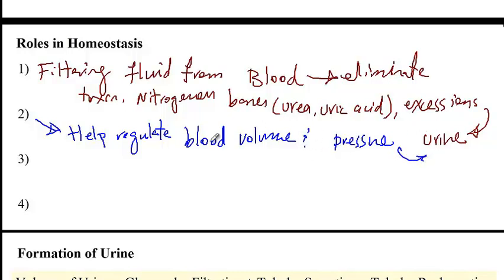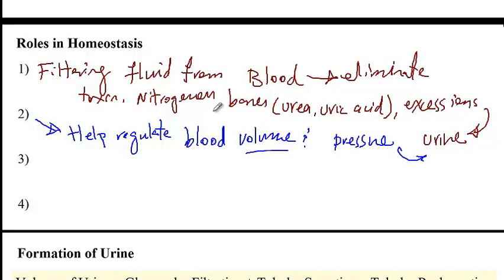So for instance, if the blood pressure and volume is too low, then the kidneys reabsorb more water and salts. On the other hand, if the blood pressure is too high, then the kidneys will let some more water be excreted as urine. So it will let more diluted urine get excreted, and it will also let more salts get excreted so that the blood pressure and volume will drop.